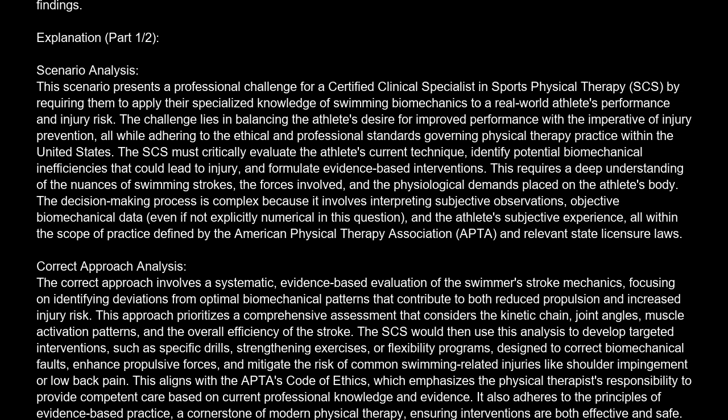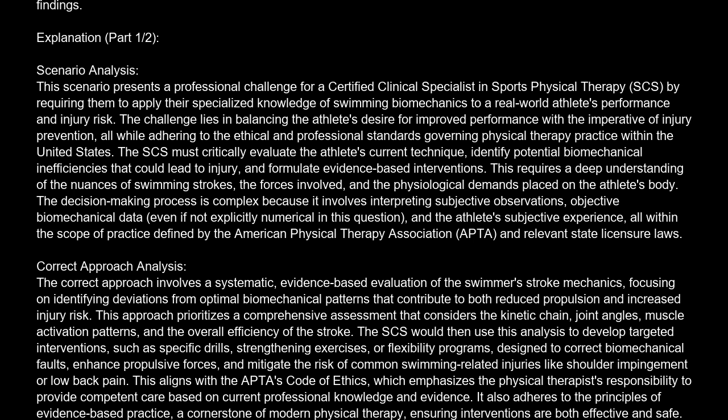The decision-making process is complex because it involves interpreting subjective observations, objective biomechanical data, even if not explicitly numerical in this question, and the athlete's subjective experience, all within the scope of practice defined by the American Physical Therapy Association, APTA, and relevant state licensure laws.